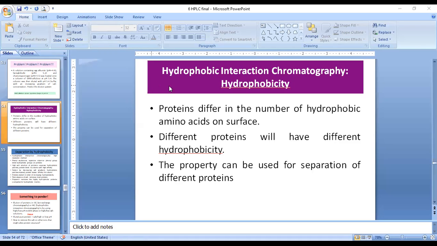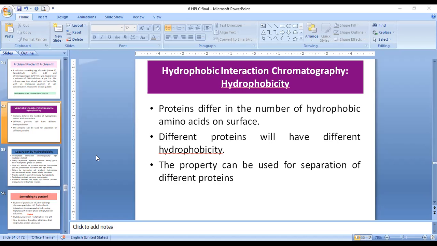So we were talking about HPLC, high performance liquid chromatography. In yesterday's lecture, we have seen some of the important techniques. Can you tell me which techniques we have seen yesterday in HPLC? Ion exchange chromatography. Very good. Anything else? Gel filtration. Yes, gel filtration chromatography.